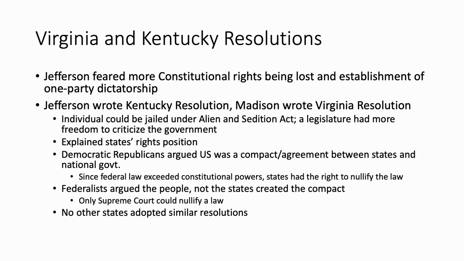So the Virginia and Kentucky resolutions were written because they were afraid of more constitutional rights being lost, the establishment of a one-party dictatorship. So Jefferson wrote the Kentucky resolution, Madison wrote the Virginia resolution to explain the states' rights position under the Alien and Sedition Acts. The Democratic Republicans argued that the U.S. was a compact or an agreement between states and the national government. And Federalists argued that the people, not the states, created this compact. So no other states adopted similar resolutions, but it shows that everything wasn't all nice and happy and rainbows during Adams's presidency.